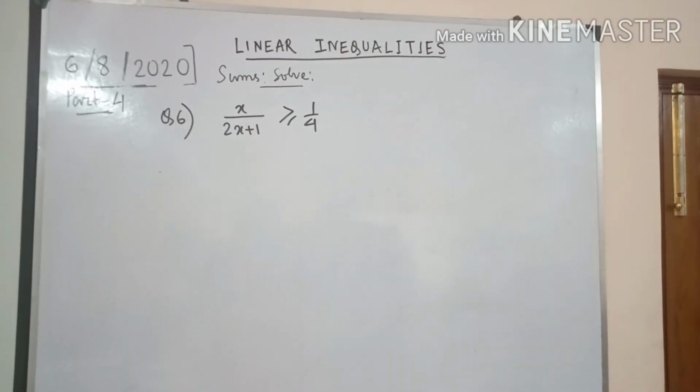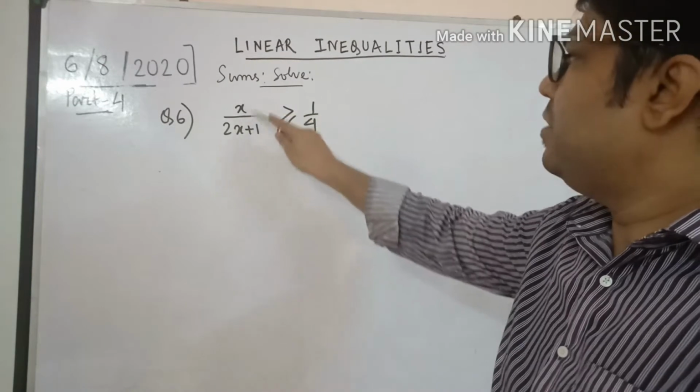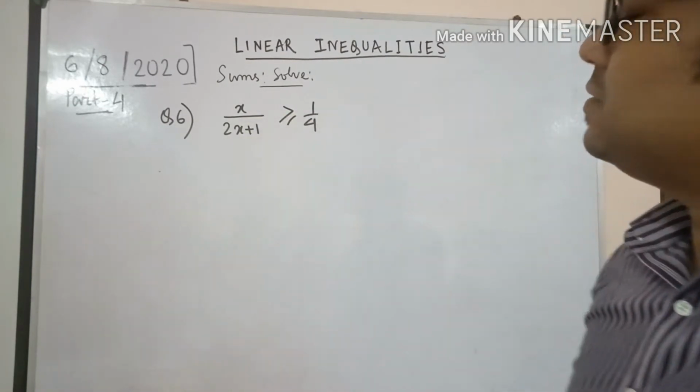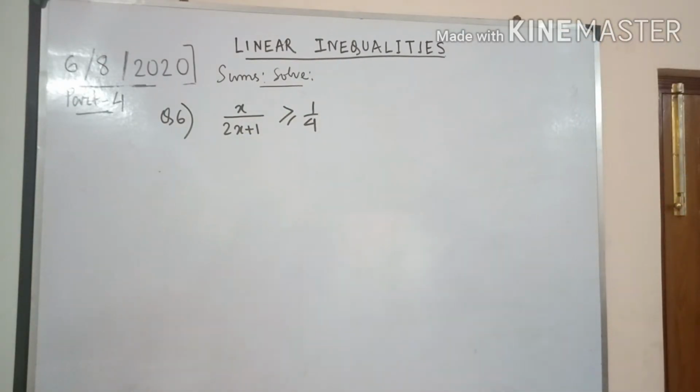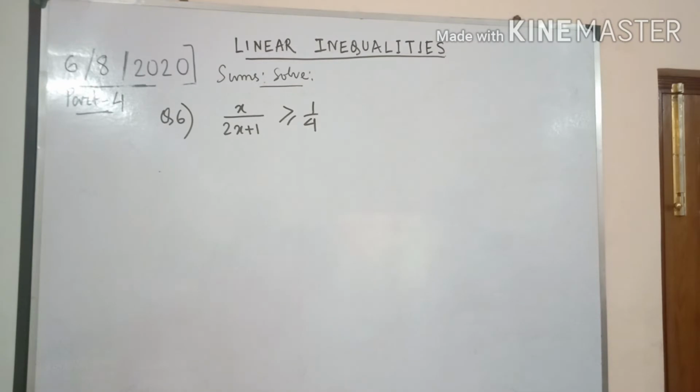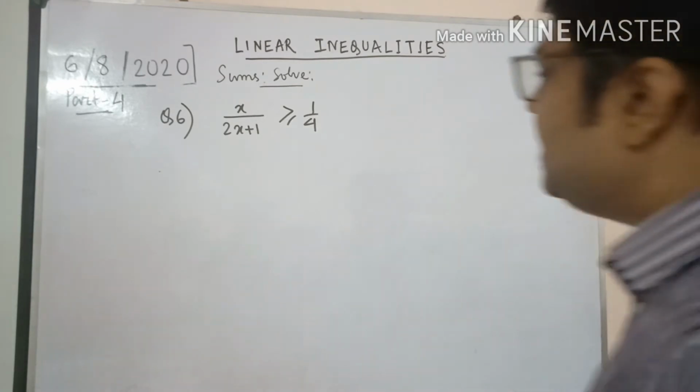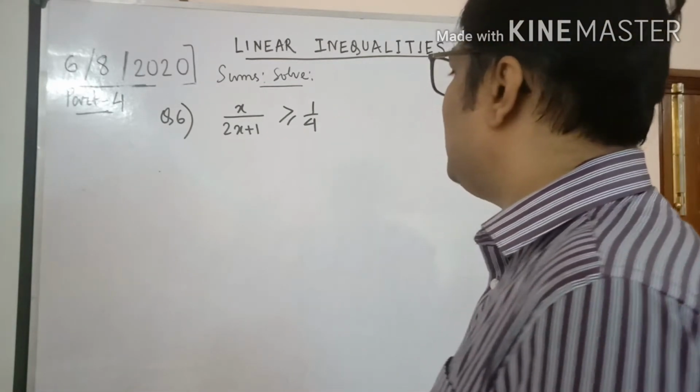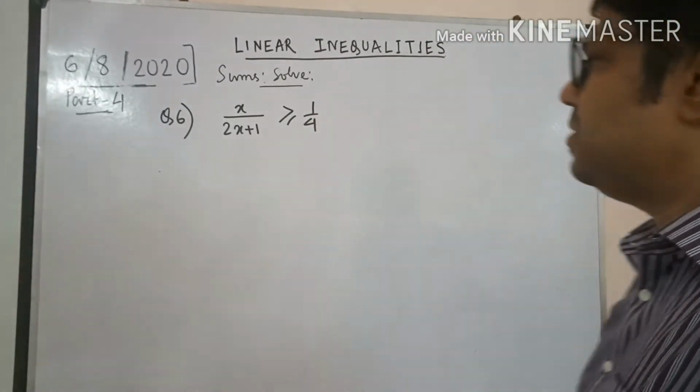See, I tell you something, there is a sum over here. In this kind of situation, you should not cross multiply. 4x is greater than 2x plus 1, you should not do that. Because if you do that, the denominator 2x plus 1 criteria is lost. Okay. That means that particular interval will be lost. So I will show you what problem will be there.